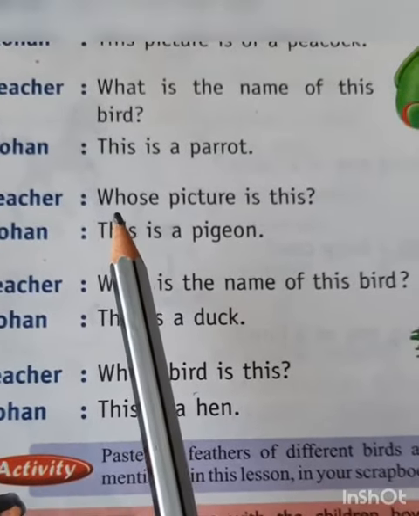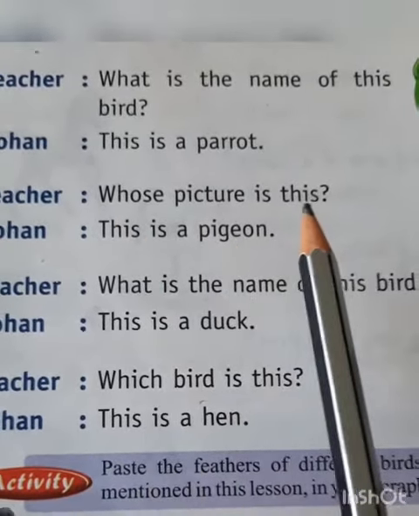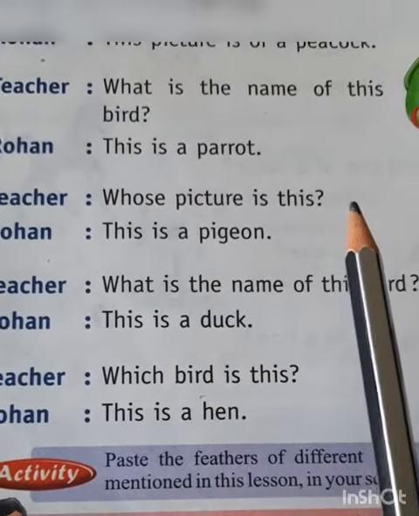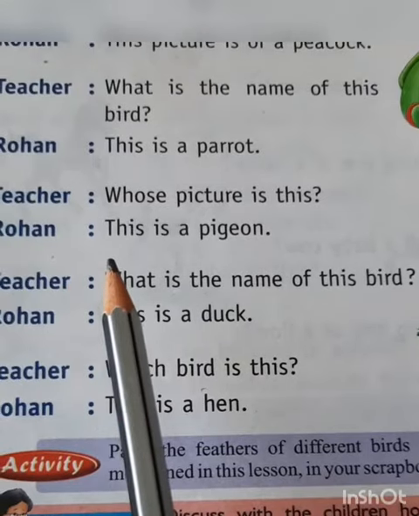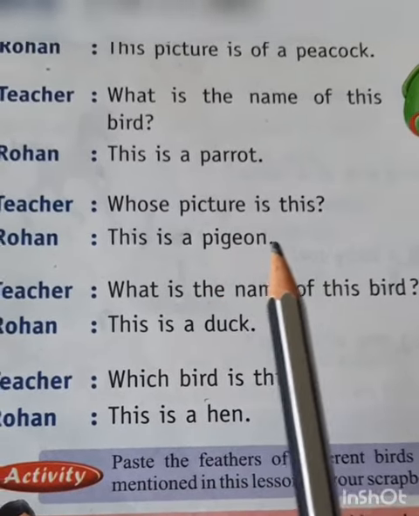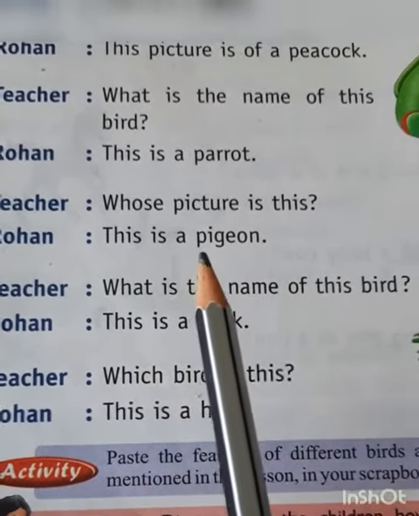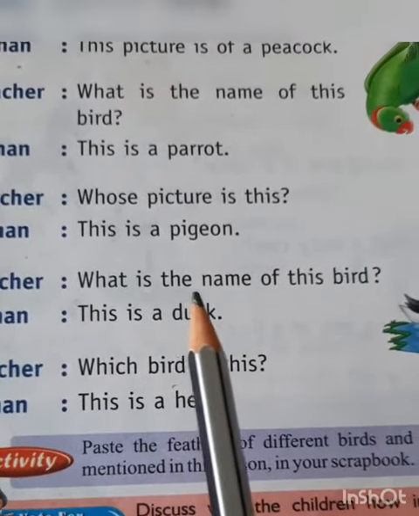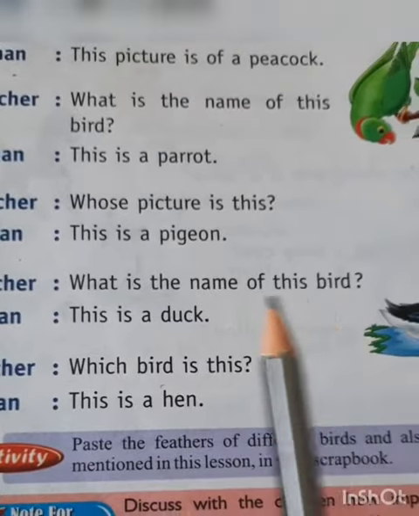And the fourth question is, whose picture is this? Whose picture is this? And the answer is, this is a pigeon. This is a pigeon.